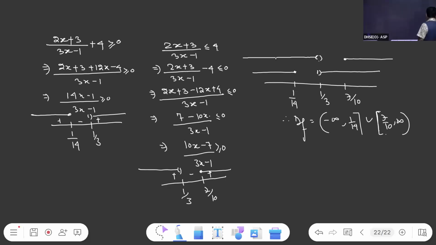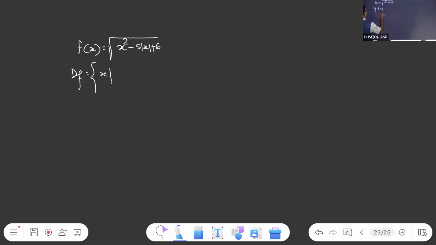Then come to question number 4. Question number 4: f(x) = √(x² − 5|x| + 6). So domain F is the set of all x such that x² − 5|x| + 6 ≥ 0.